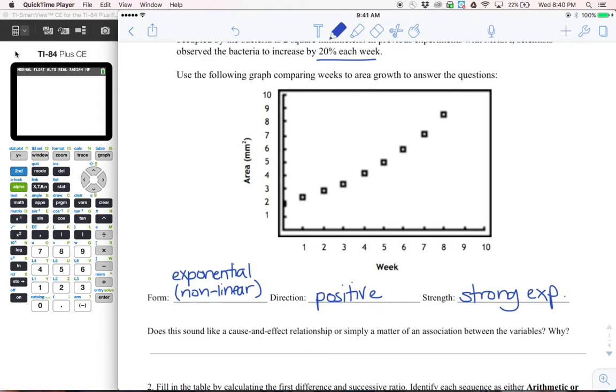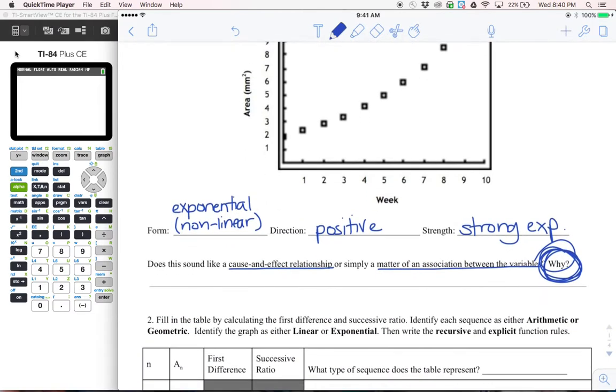Does this sound like a cause and effect relationship, or is it just a matter of an association between the variables, and why? Guys, tell us why, because even if you tell us an answer that we wouldn't have said, like maybe you say cause and effect, but we say just association, if you tell us your reasoning behind it, you can still get potentially full credit as long as your reasons are good.